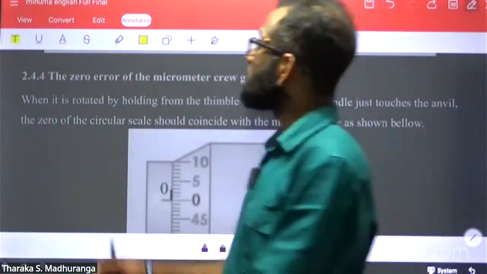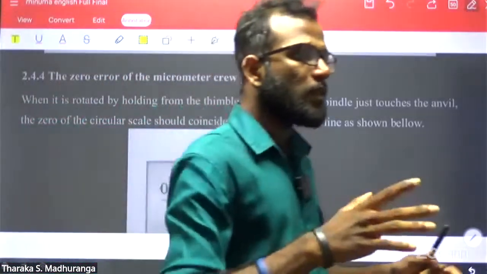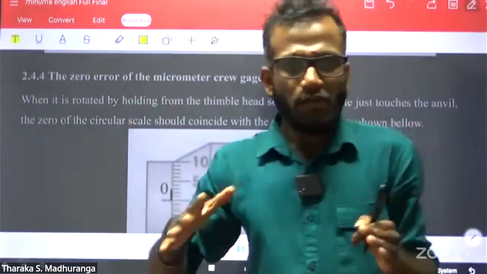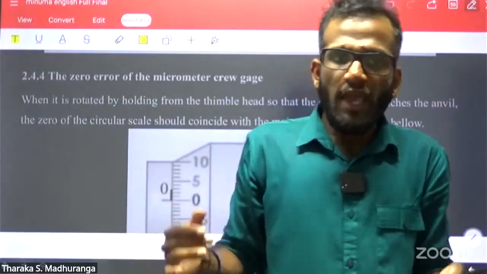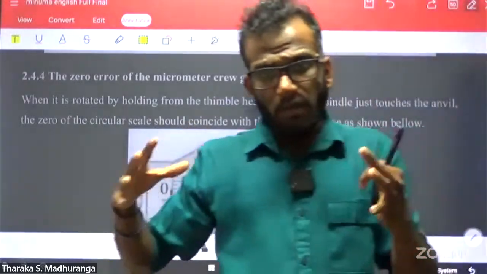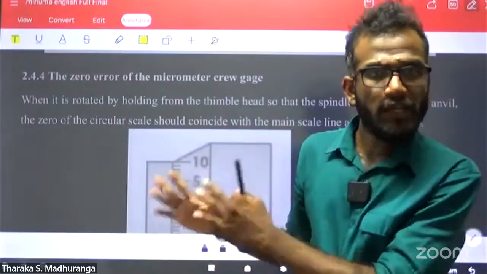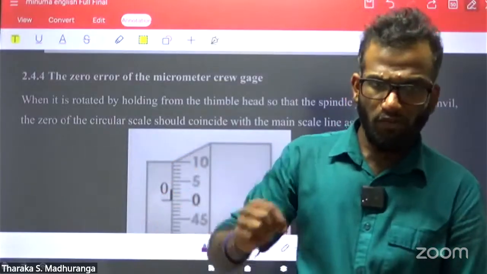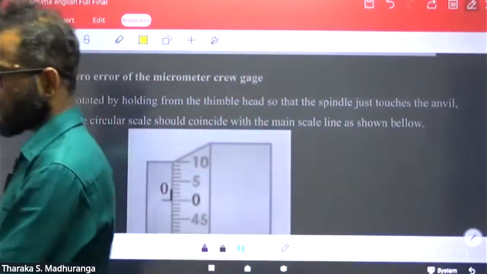Okay, this is the final part of the micrometer screw gauge. As we discussed, do you remember? We discussed what we commonly need, what we mean by the zero error, and what is the meaning of the zero error of the vernier caliper. Then finally, we're going to discuss the zero error of the micrometer screw gauge.